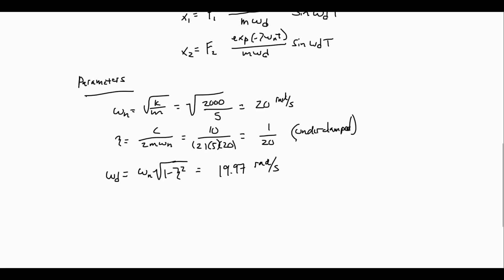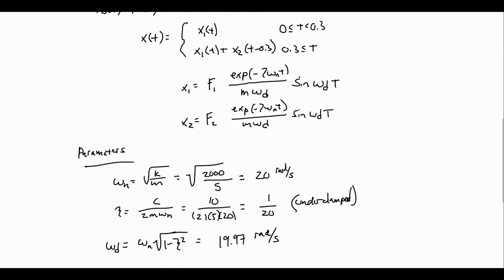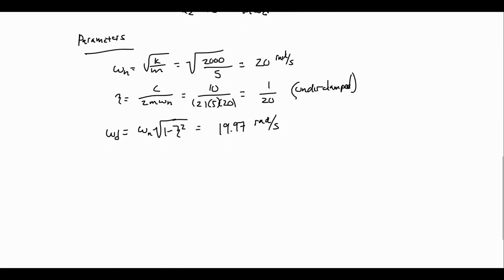And as far as the parameters go, this one's actually pretty simple. Those are all the parameters we're going to need to assemble our complete solution. Our initial conditions, we're starting at equilibrium. So our x0 and x0 dot are both 0 in this case. We're not told anything about an initial condition.